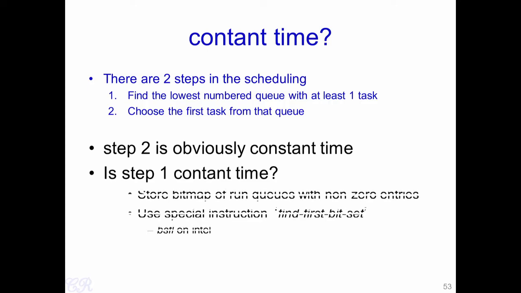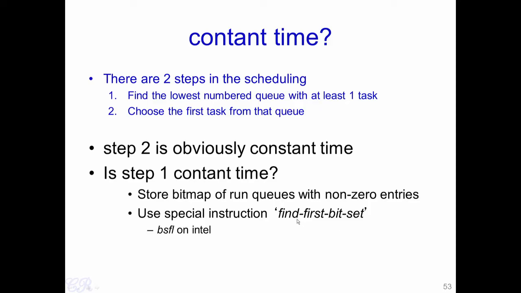In order to do this, the Linux scheduler makes use of two things. The first is a bitmap. This is a 40-bit bitmap which stores the run queues with non-zero entities. Essentially, this bitmap stores 0 for a class which is empty, and it stores 1 for a class which has non-zero entities. Second, it uses a special instruction known as find first bit set.